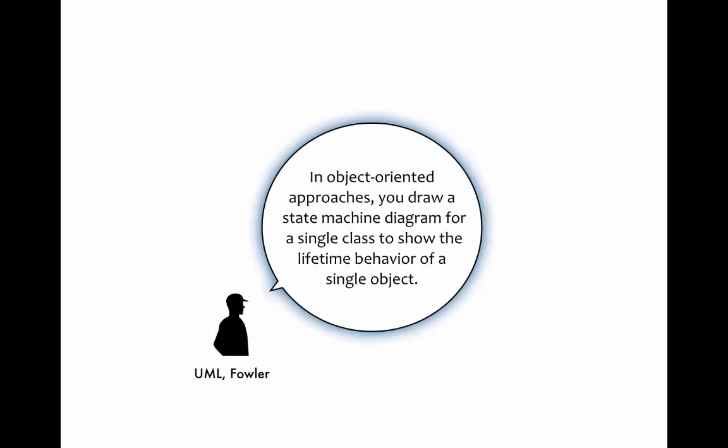One thing that I found interesting in Fowler's description of state machines was this recommendation, that state machine diagrams should be drawn for a single class to represent the lifetime behavior of a single object. Now, I think state machines work in a variety of circumstances, but here Fowler is suggesting that they're perhaps most effective at the object level of granularity.